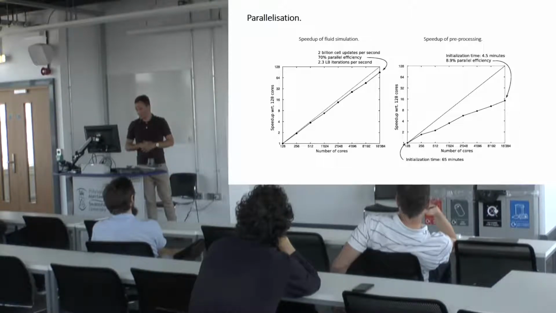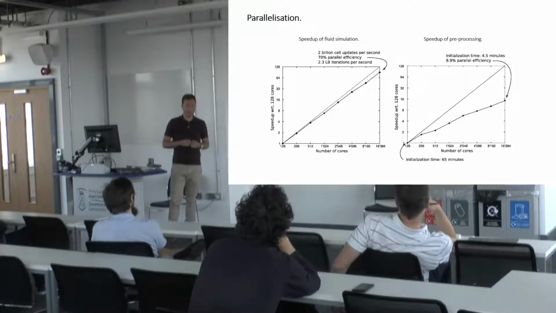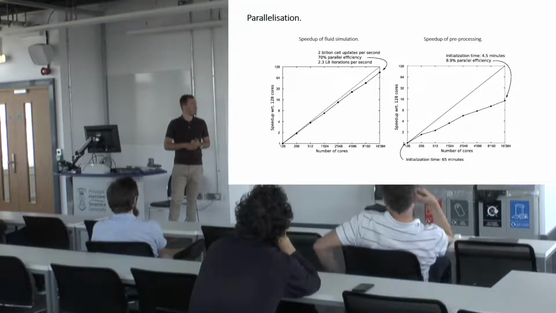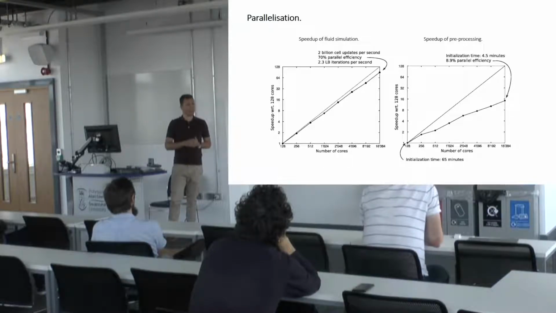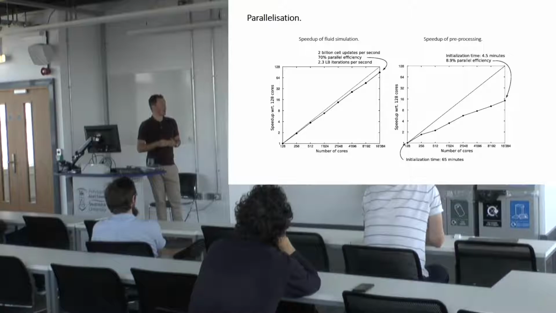So the particular LBM code I'm using is developed by Palabos, or it's called Palabos. And this is an experiment around the parallelization of it. This is modeling an aneurysm. And you can see 70% parallel efficiency, which is pretty good.